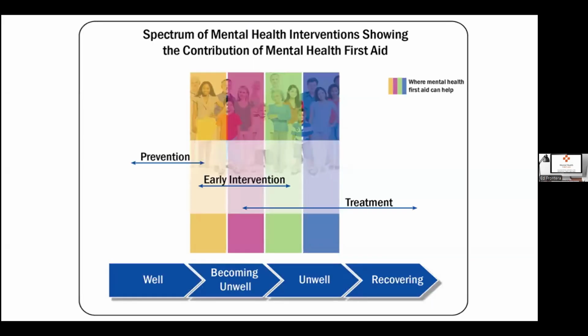Programs intended to prevent the development of a mental illness. Early intervention programs intended for those beginning to develop symptoms that are disrupting their functioning. Treatments and supports intended for people who are becoming unwell, are learning to live with, and or recover from a mental illness. Mental health first aid can have an impact across the spectrum of interventions, however its primary impact is in early intervention.